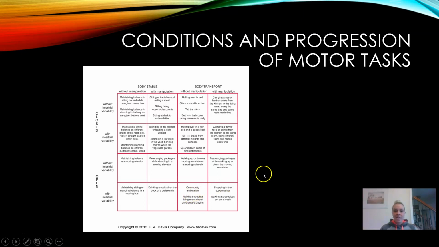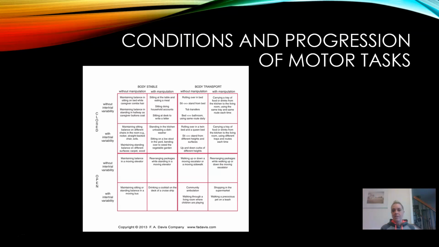So let's take one more. Let's go up here a little bit. Carrying a tray of food or drinks from the kitchen to the living room using different trays and routes each time. So this is the last column, second row down. With that particular situation, that is going to be a closed environment. The ground surface is not moving or changing. There is going to be intertrial variability because you're taking a different route each time.